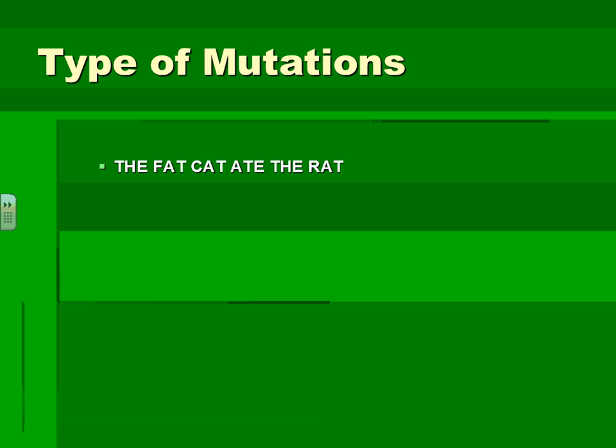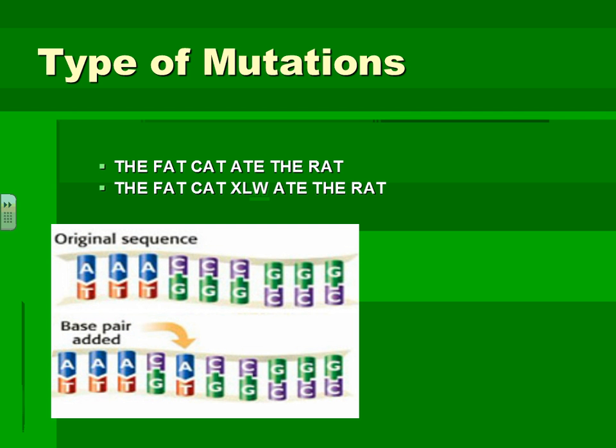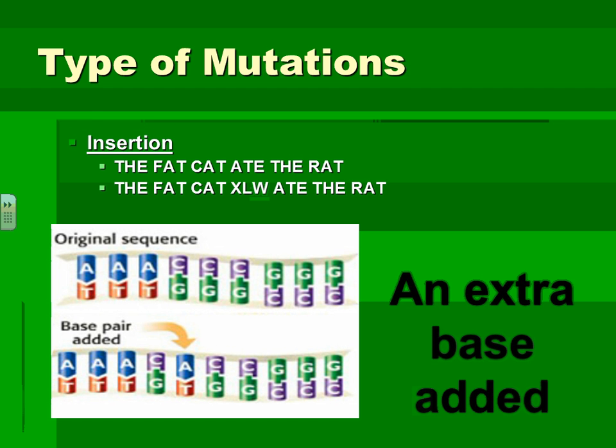Another type of mutation, the fat cat ate the rat, the copy, the fat cat XLW ate the rat. What happened? Something was added. There is an instance where something is added to the base pair where it's an extra base pair, and this is called insertion. Going back to the example with your waffles, eggs, and milk, let's say now you have waffles, eggs, milk, and coffee. You're going to notice, hey, wait, something else is out here. There's a little bit too much going on right now. So you will notice the difference in this type of mutation.